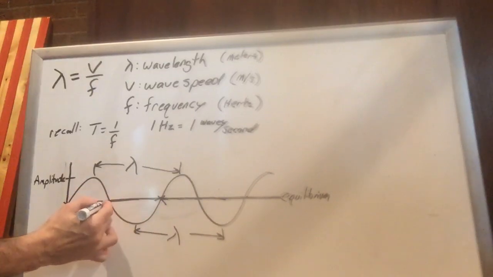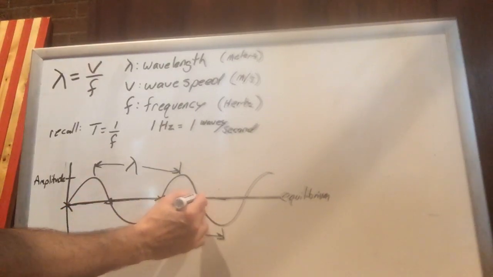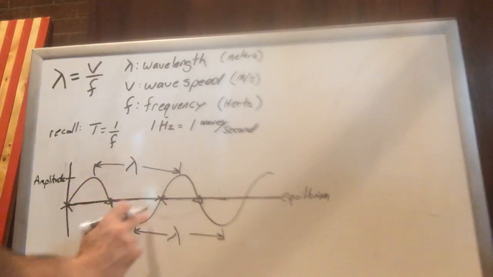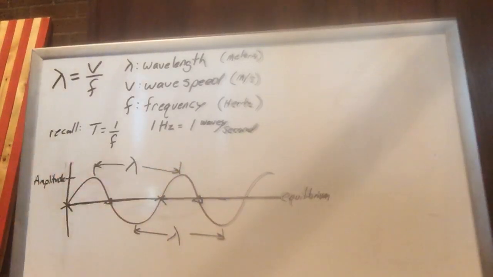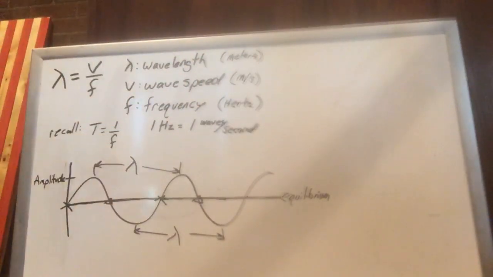Or from this, let me put a triangle on that. This point to this point. Okay, just as long as you have a complete wave cycle captured, that would be your wavelength. And it would be measured in meters. So it's just a normal length measurement.